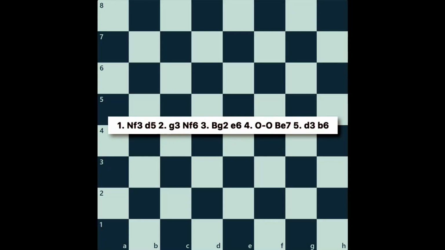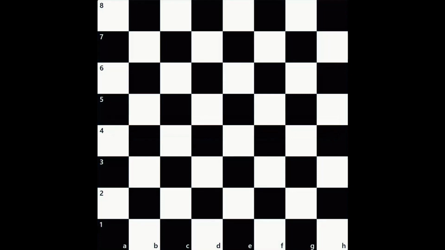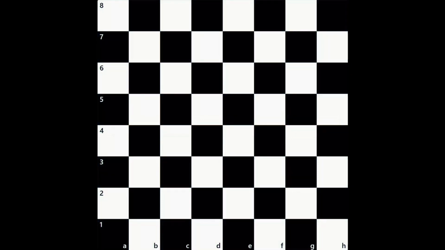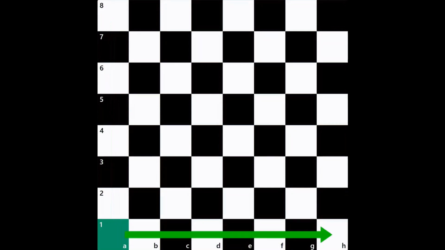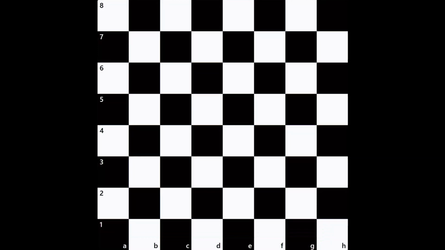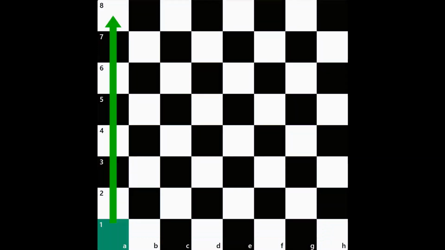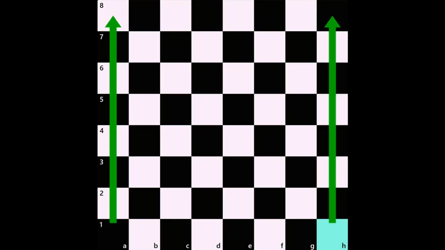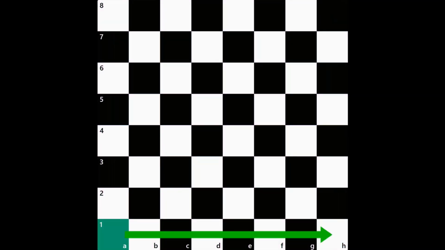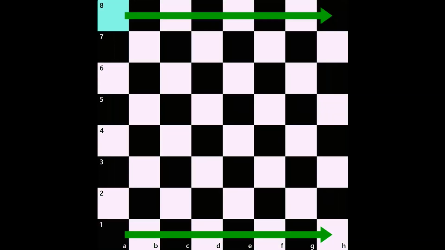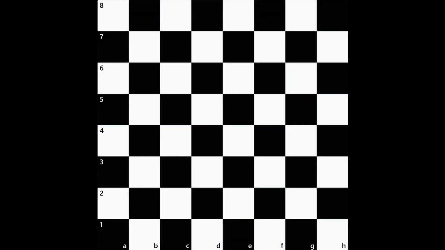In order to get better at chess, you will need to learn notation, which is often referred to as the language of chess. Every square on the chessboard has a name, which is actually just its coordinates. As we mentioned before, each column is called a file, and each row is called a rank. Every file in chess is given a letter, starting with the letter A on the left side of the board and going all the way to the letter H on the right. Every rank is given a number, starting with 1 on the white side of the board and going up to the number 8 on the black side of the board.